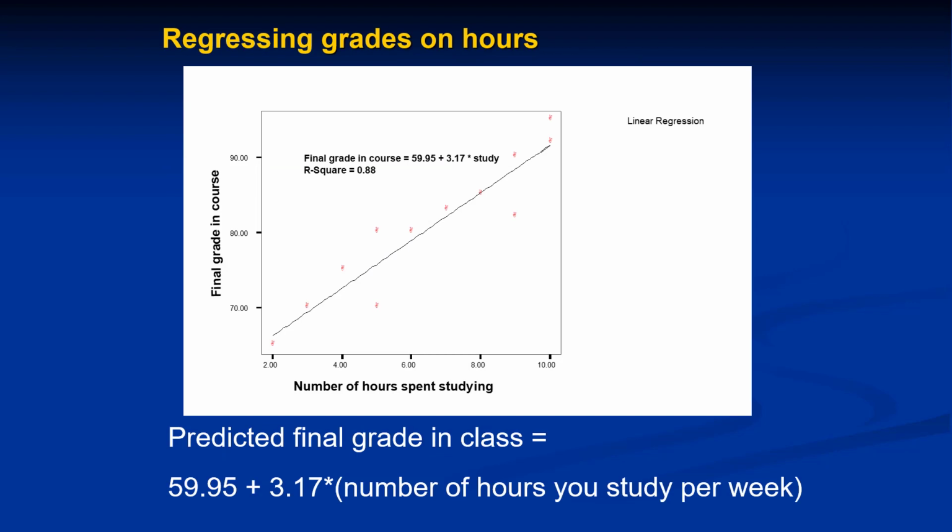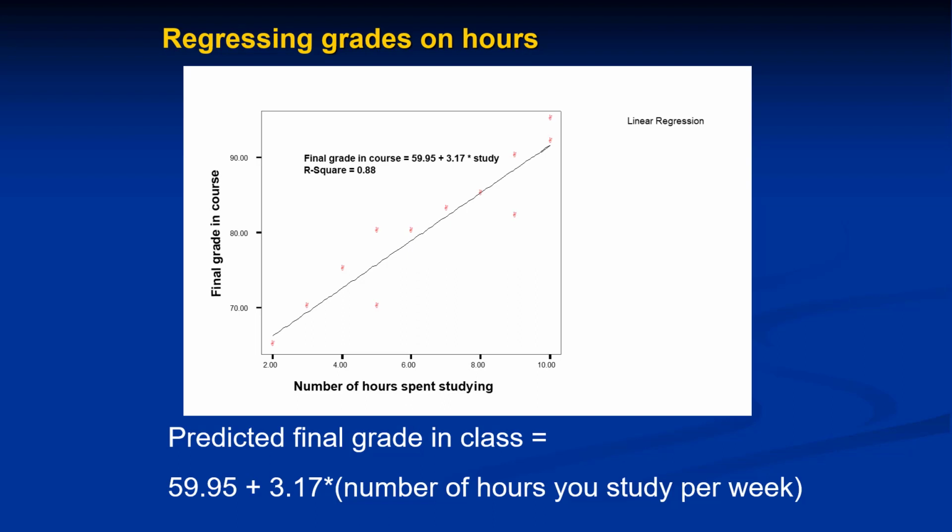Simple linear regression was performed to examine the relationship between number of hours spent studying and final grades in the course. The result shows predicted final grade is equal to 59.95 plus 3.17 times the number of hours you study per week. Let's say someone spent no hours studying per week. Then his final grade is predicted as 59.95.